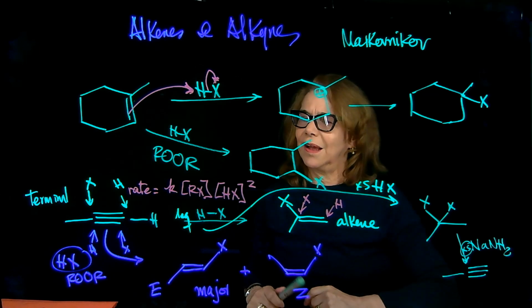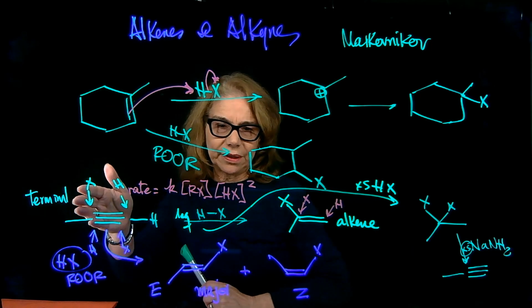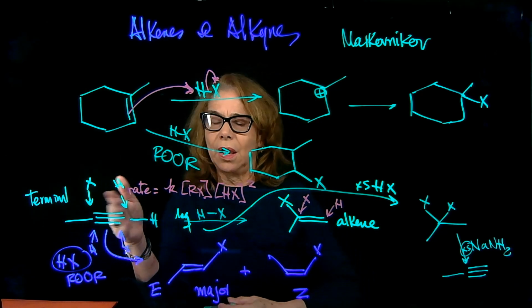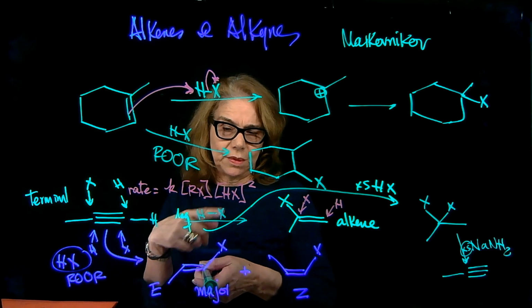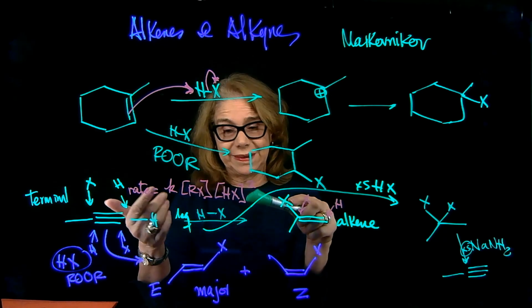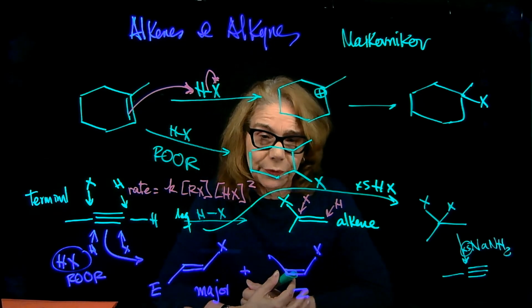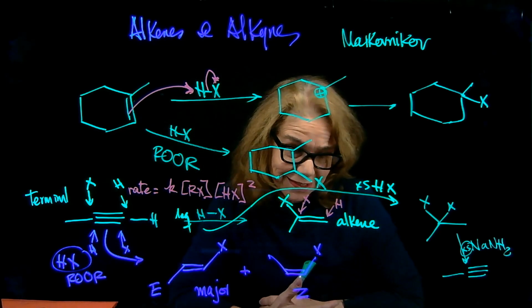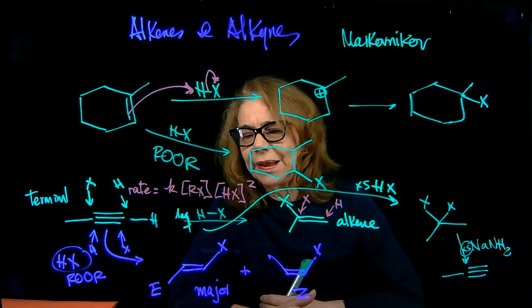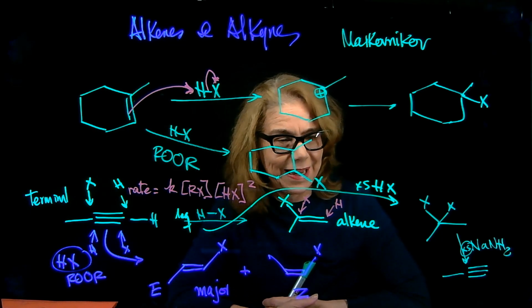Now in the anti-Markovnikov reaction, we can have two products because you can add to the double bond and form the E and the Z, so you may have that. If this is the case, you will have the E as your major product.